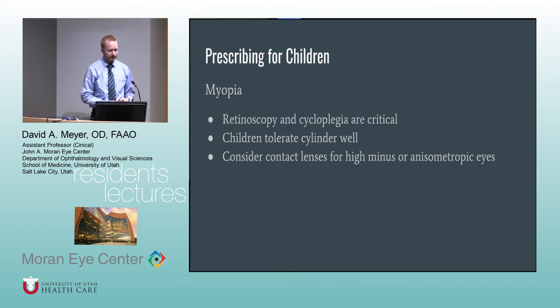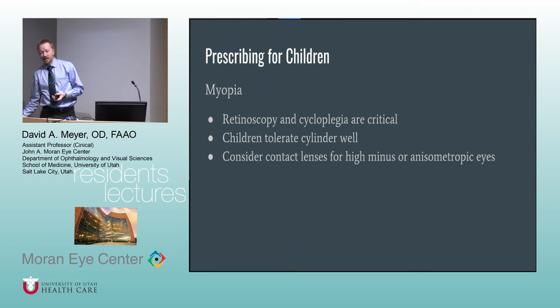Prescribing for children, myopia. Obviously, retinoscopy and cycloplegia are critical. Children tolerate cylinder really well. If it's a 5-year-old kid and they've got 2 diopters of astigmatism, a lot of times I'll just give it to them because they can usually tolerate it really well. Sometimes I will back off a little bit, but a lot of times I'll just give it to them. Obviously, I'm a contact lens guy. Consider contact lenses for high minus or anisometropic eyes. Contact lenses, like we discussed last week, are really good at helping to balance out anisometropic eyes. You've got a minus 2 and a minus 6. With glasses, sometimes that gets a little weird with magnification and vertex distance and all this stuff. Contacts level that out a lot better.